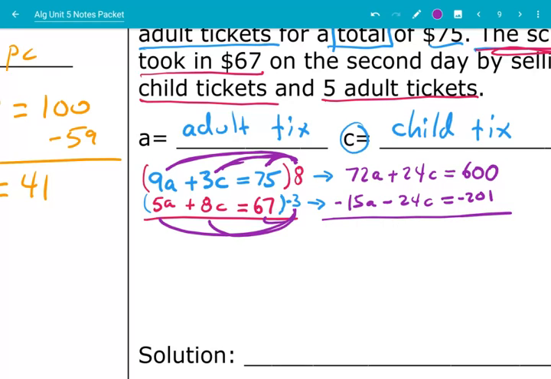Let's see, 72A minus 15A. 72 minus 15 is 57, 57A. This goes to 0. So that equals 600 minus 201.